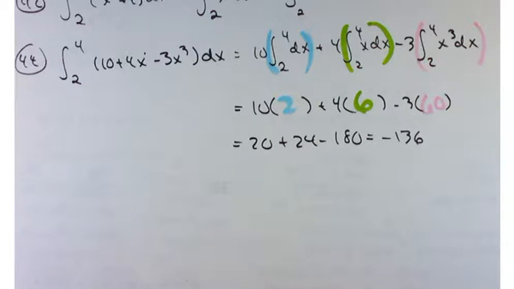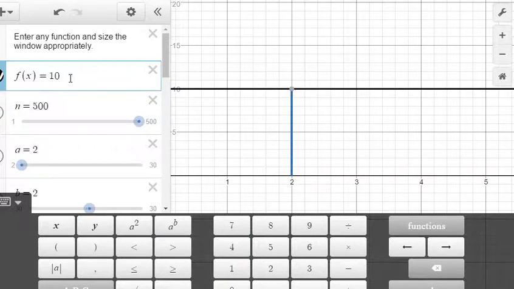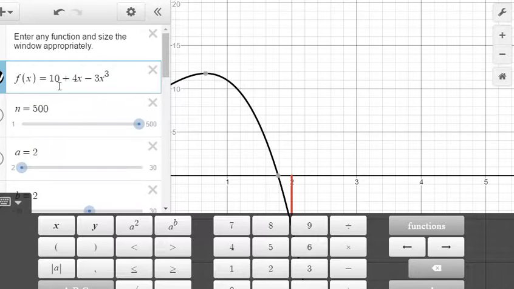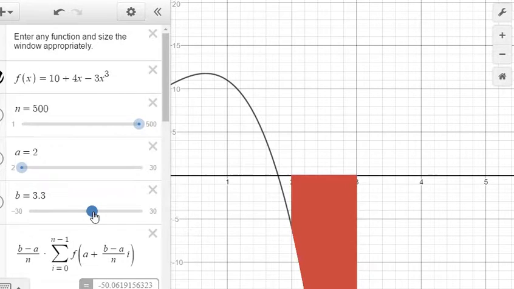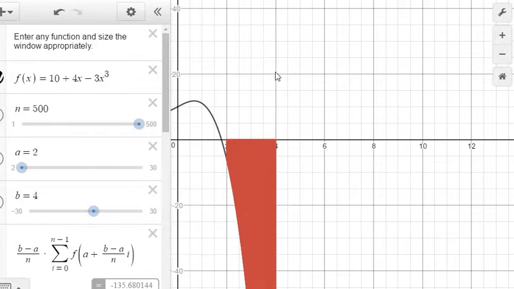How come do you suppose we got a negative number in this case? What do you think is going on that we got a negative number? Perfect. Some of the graph lies below the x-axis. Let's take a look at that. So this is going to be 10 plus 4x minus 3x cubed. And let's change our limits. Limits now are from 2 to 4, so we're okay there. Need to make this one a 4. There we go, perfect. Did I copy that right? I guess so.